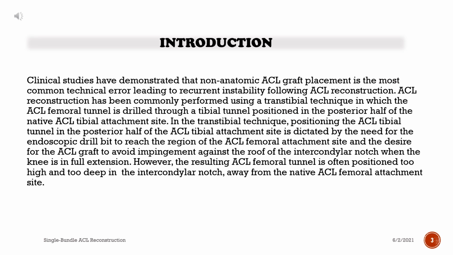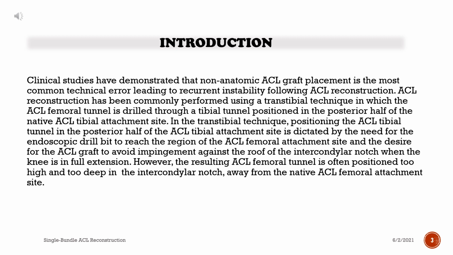Clinical studies have demonstrated that non-anatomic ACL graft placement is the most common technical error leading to recurrent instability following ACL reconstruction. ACL reconstruction has been commonly performed using a transtibial technique in which the ACL femoral tunnel is drilled through a tibial tunnel positioned in the posterior half of the native ACL tibial attachment site.